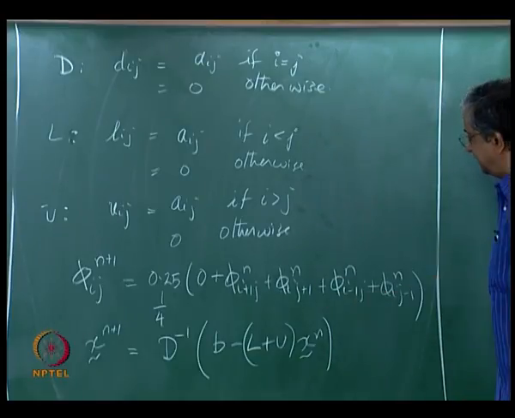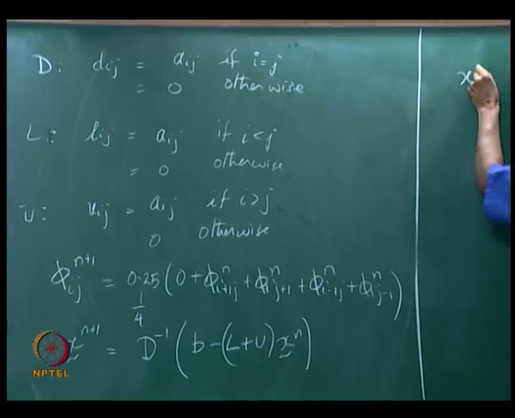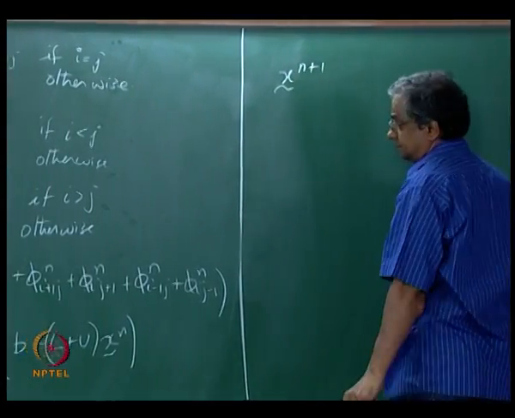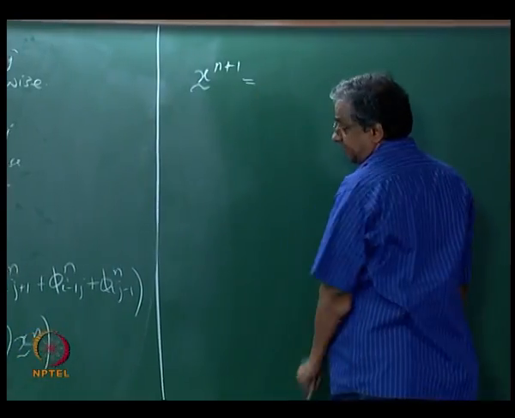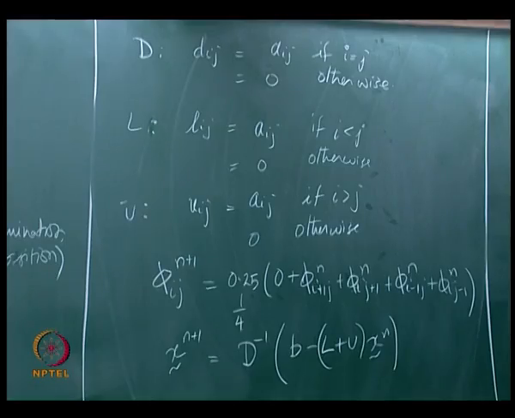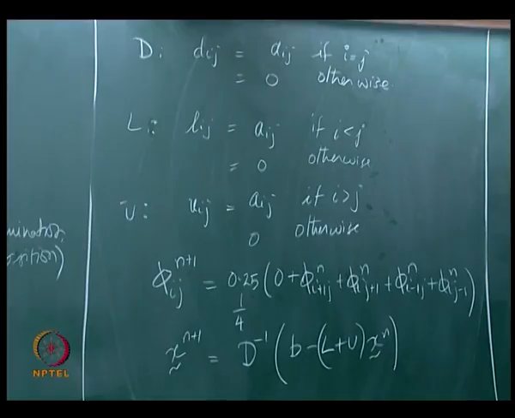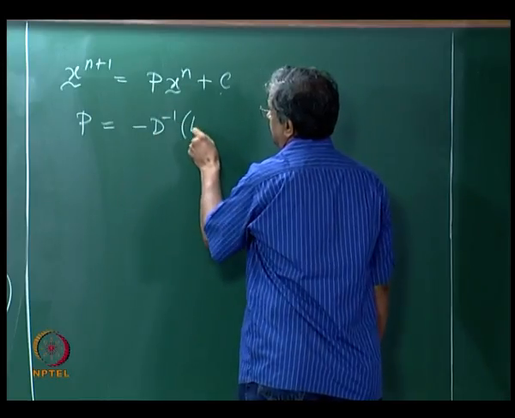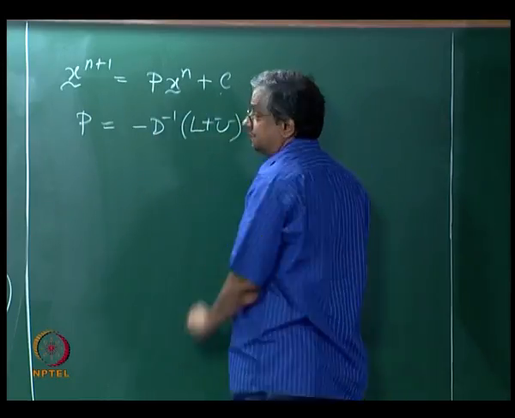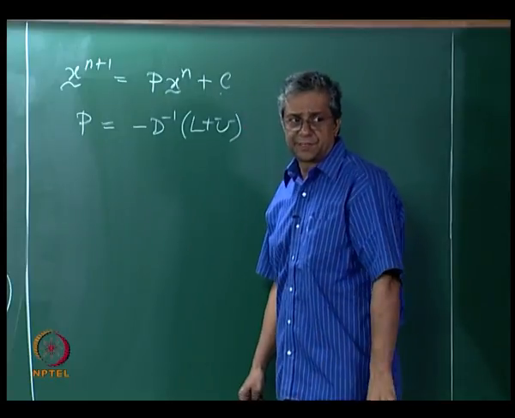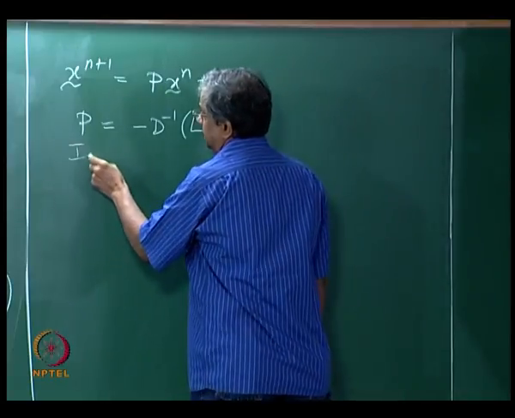So I can rearrange terms. I get x at n plus 1 is some P times x at n plus a c, right? And what is the matrix P? Minus D inverse L plus U. Okay, this is called an iteration matrix. So P is an iteration matrix.